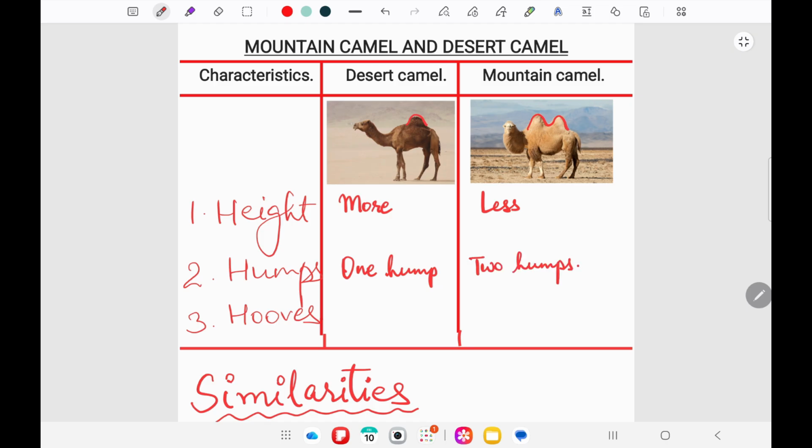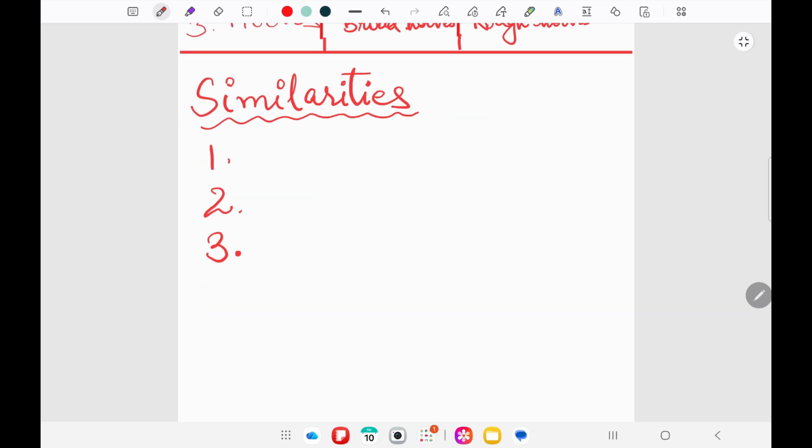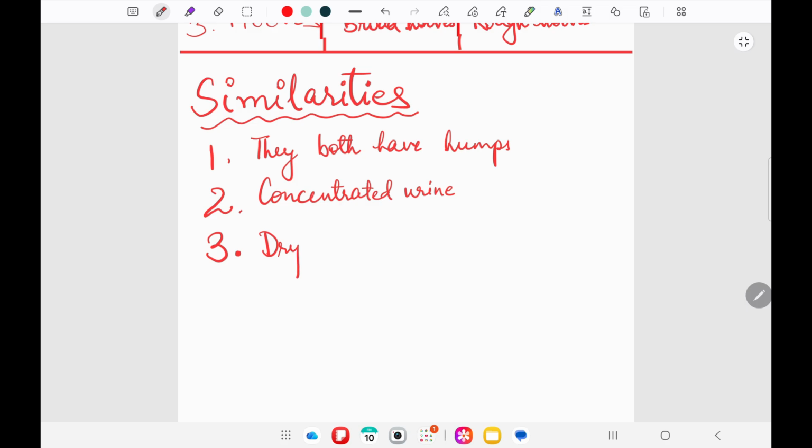Now we talk about the hooves. The desert camel has broad hooves so that they do not sink in the sand, while the mountain camel has rough hooves so that they can walk easily through the sharp rocks in the mountain. Now we talk about the similarities between both the camels. The first similarity is they both have humps. The second similarity is the concentrated urine that they pass. And the third similarity is their dry dung.